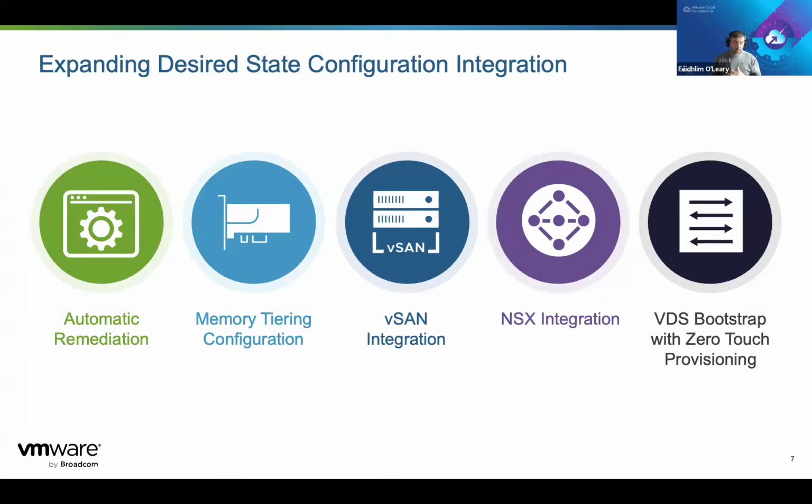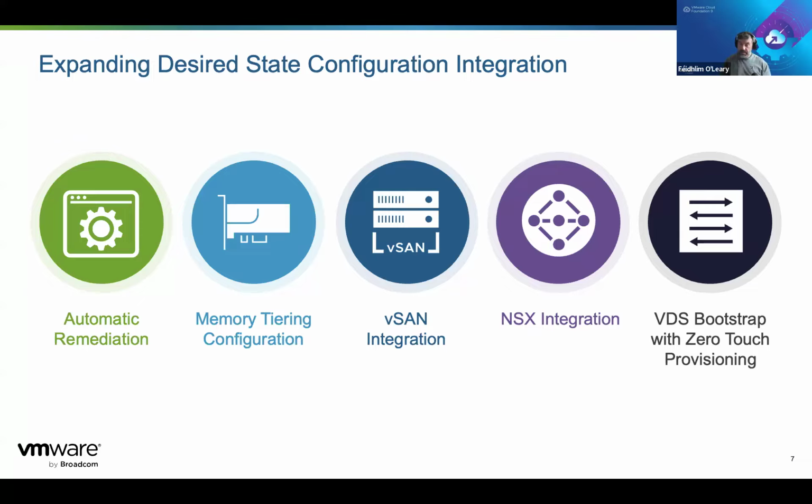Now, in 9.0 and 9.1, we're introducing a couple of things. So we have NSX integration, and we'll talk about that in a slide coming up. We introduced NSX integration in 9.0, where you can manage the transport node configuration through the vSphere configuration profiles. We've introduced vSAN integration in 9.1, so you can manage your vSAN configuration. And I'm going to show you some of that in the live demo as well.